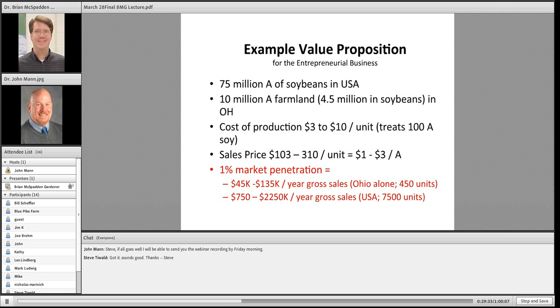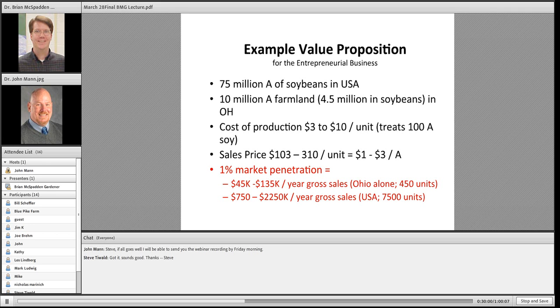Now, for a businessman who wants to look at this technology and ask, can I make a business out of it, or can I supplement my current business? You need to recognize a couple of the values that are here. Just looking at soybeans, there's over 75 million acres of soybeans in the US. In Ohio, there's about 10 million acres of farmland, 4 and a half million of which are planted to soybeans each year.